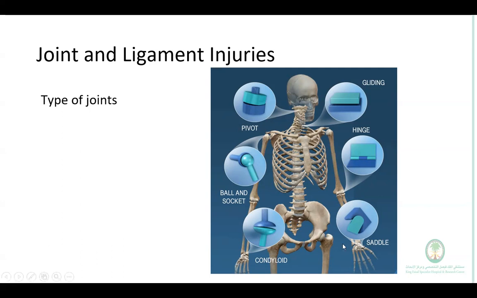This is just general information about the types of joints and the types of injuries we have. For example, in a hinge joint, you would rely more on the collateral ligaments. For example, the knee has the LCL and MCL, and the elbow has the MCL and LCL. In the ball and socket joint, like the hip and shoulder, you have the labrum, and the labrum has a very important role in preventing the joint from dislocating.